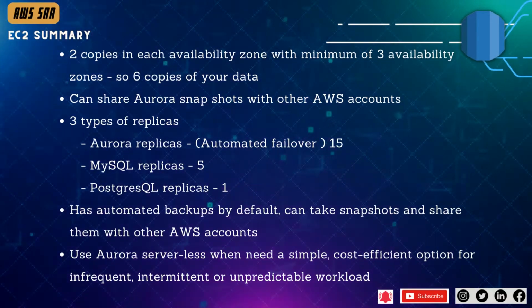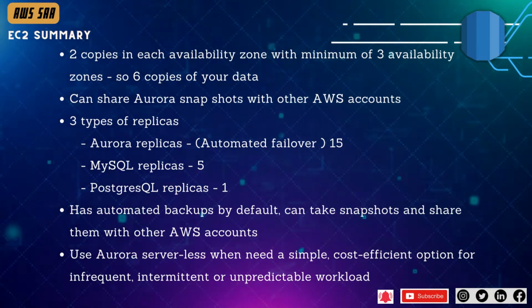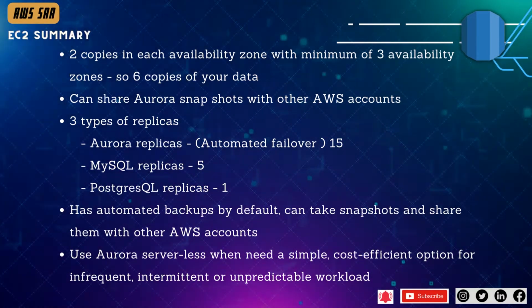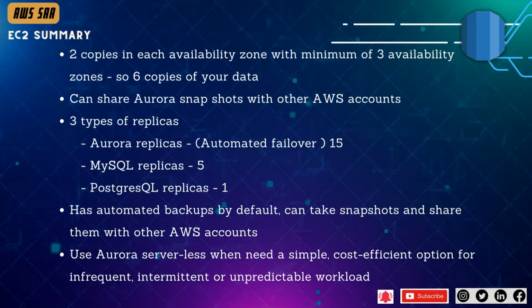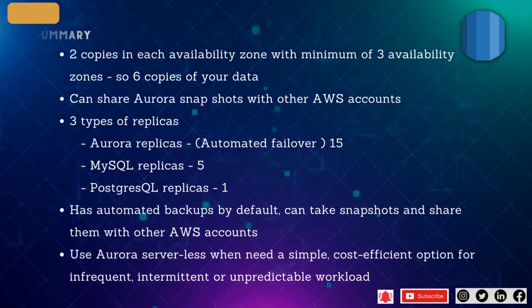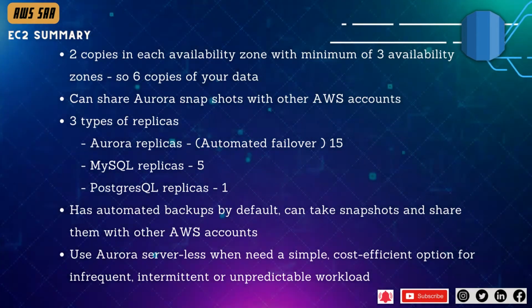And there are 3 types of replicas. Aurora replicas are used for automated failovers, and you can have about 15. For MySQL replicas, you can have 5, and for PostgreSQL replicas you can have 1. It also has automated backups by default, and you can take snapshots and share them with other AWS accounts. You can use Aurora Serverless when we need a simple, cost-efficient option for infrequent, intermittent or unpredictable workloads.